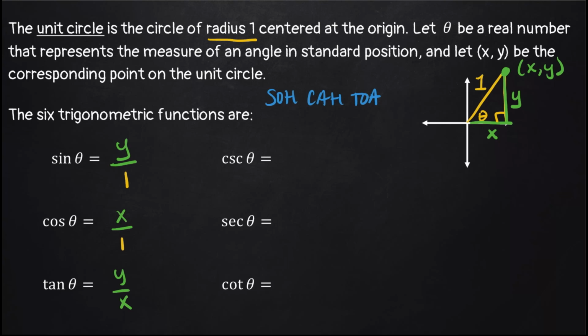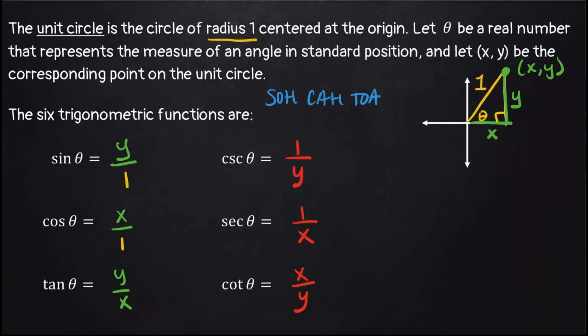Now remember, with our reciprocal functions, cosecant is the reciprocal of sine. So all we're going to do is flip that fraction. So that becomes 1 over y. Secant is the reciprocal of cosine. So that becomes 1 over x. And cotangent is the reciprocal of tangent, which becomes x over y.